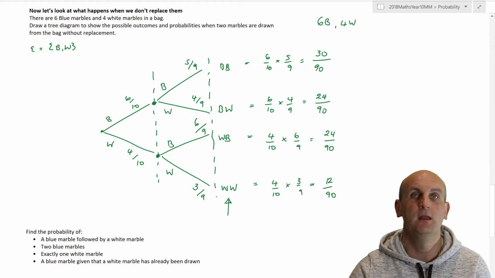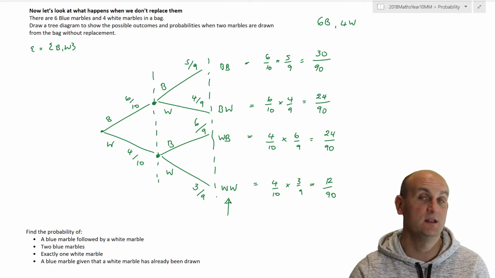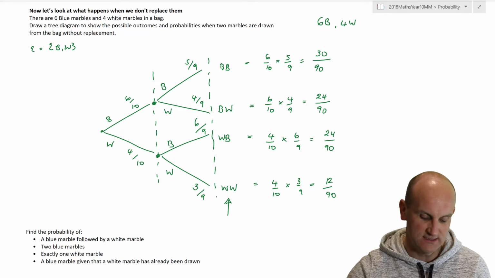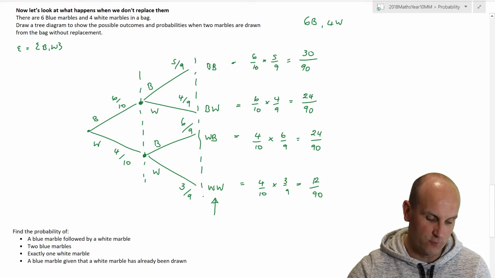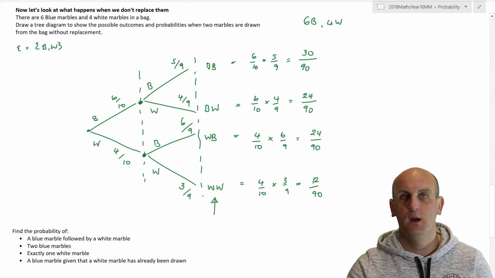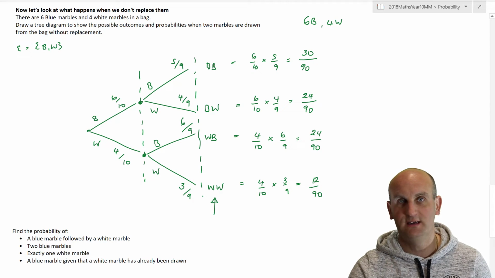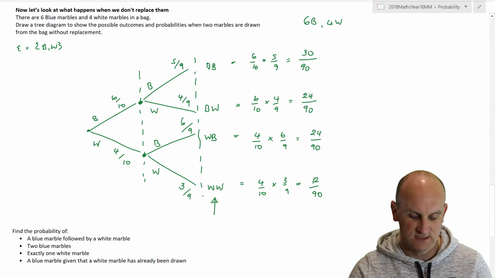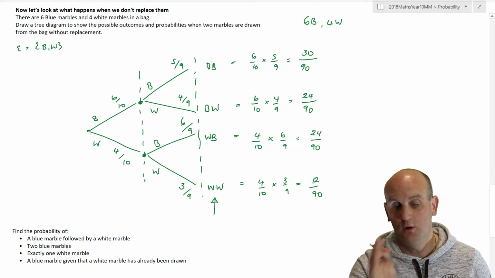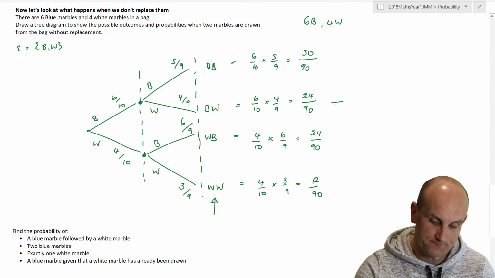Now, let's go on. Drawing these tree diagrams, to be honest with you, is only going to be one part of whatever an exam asks you to do. What it will then ask you to do is find out various probabilities. And as you can see, down the bottom here, I've got 4 questions. Find the probability of a blue marble followed by a white marble. Now, in that situation, they are quite specific that they want an order to this thing. So all I've got to do is find BW, blue, white. Well, BW is here.